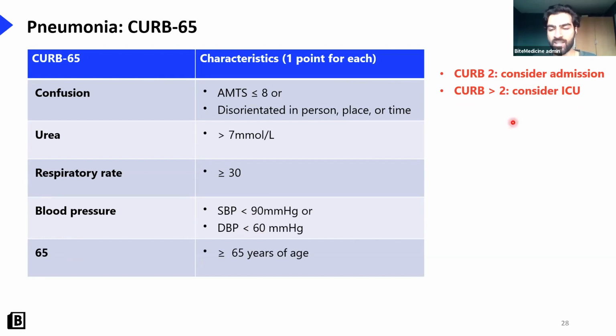So in practice, I know in the textbooks this is almost said as fact. Like if their CURB score is 2, then they definitely be admitted. If their CURB score is 3, then you definitely send them to ICU. But you need to take the whole clinical picture into consideration. So if their CURB score is 2, you may consider admitting them. And if it's above 2, you may consider sending them to intensive care. But it's a good measure of severity of the pneumonia.